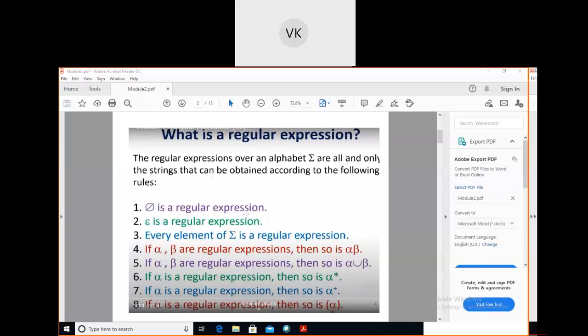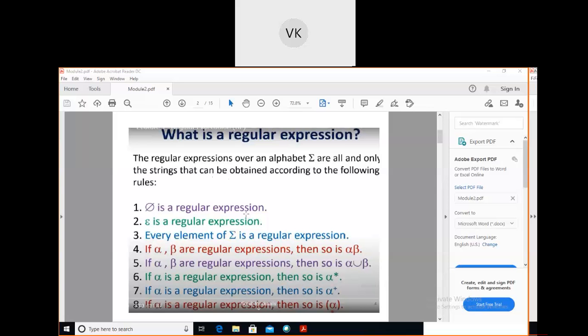We are going to use some letters, and the letters are going to combine with some symbols. We are going to combine the letters or alphabets by using the symbols. The obtained expression we are going to call a regular expression.